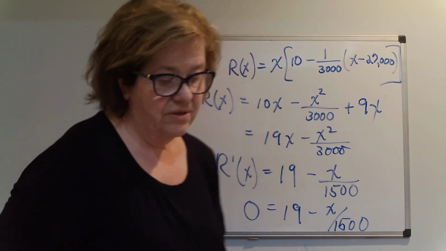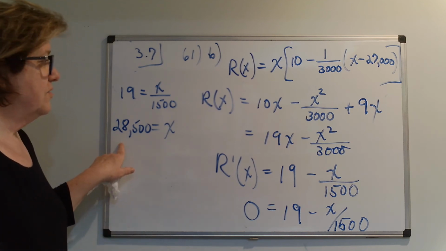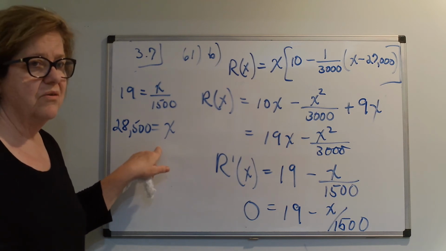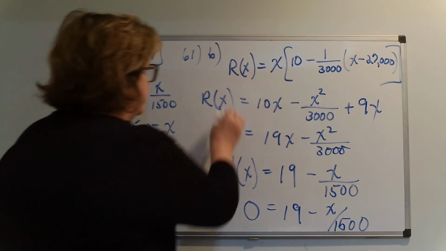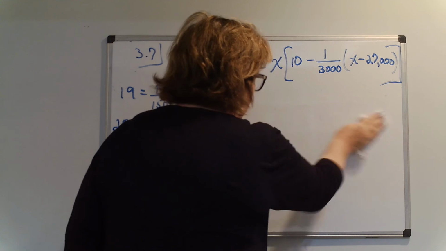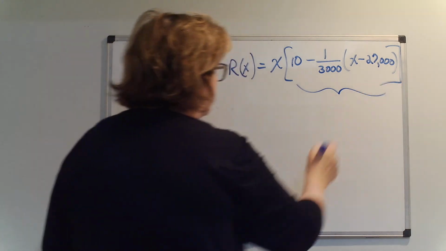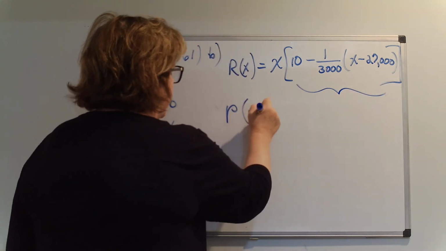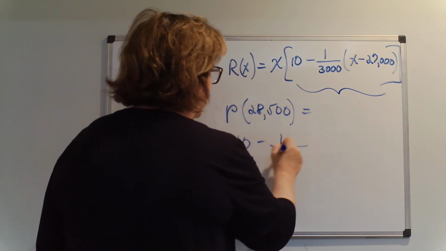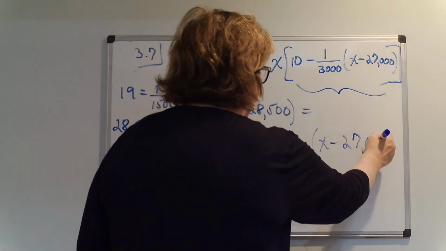So the question is, how should ticket prices be set? There's the answer. The ticket prices, so we want to sell 28,500 tickets. Okay, so wait a minute, we got to go back to the price function. Because they want to know what price we should set to sell that many. Okay, so this part is the price function. So the price at 28,500 would be 10 minus 1 over 3,000 times x minus 27,000.